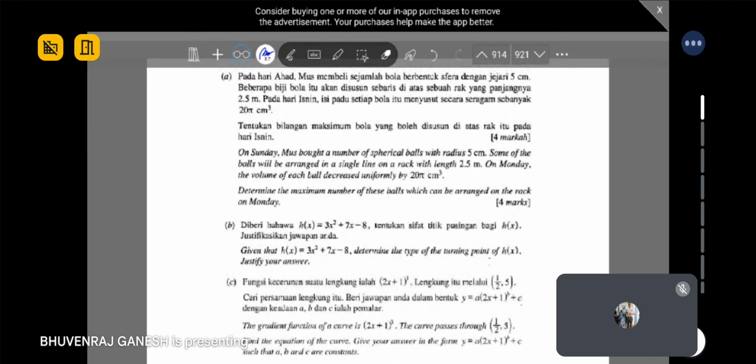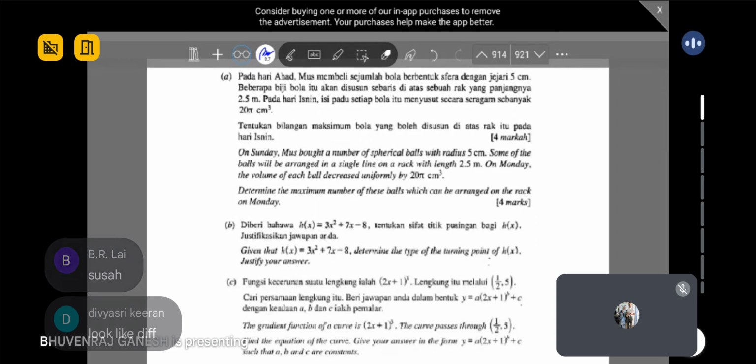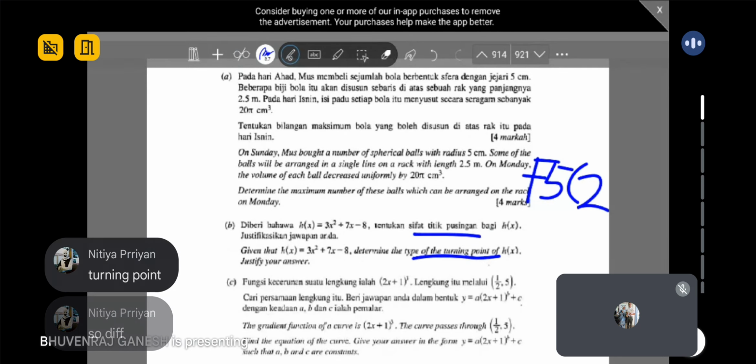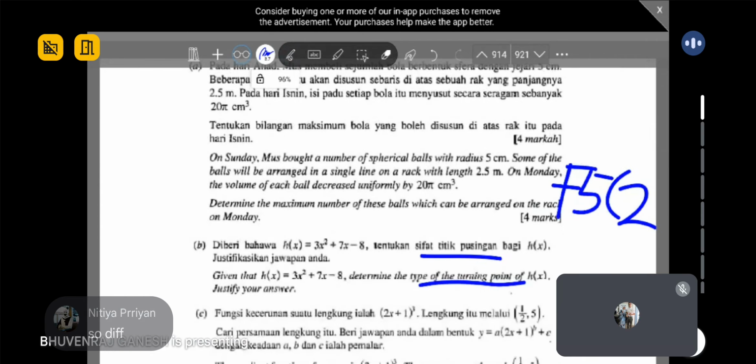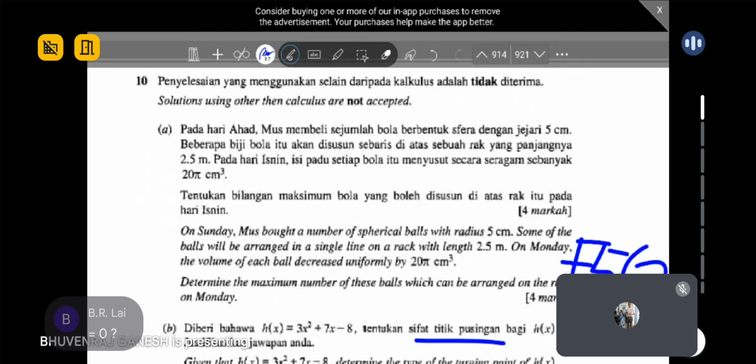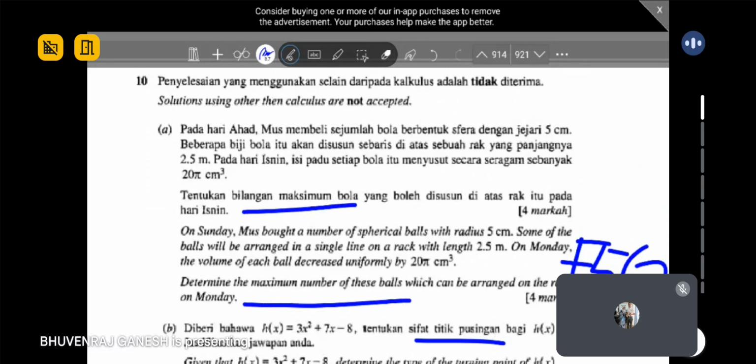What chapter? Try to see. What chapter is this? Not that susah lah, guys. It's not that hard. It's not as hard as you think. Yes, this is your differentiation, guys. Form 5, chapter 2. This question. Okay, you see turning point? Titik pusingan? Yes. Okay, this is your form 5, chapter 2. Okay, so for question A, they ask you to find the maximum number of balls. Okay, cari bilangan maximum bola.